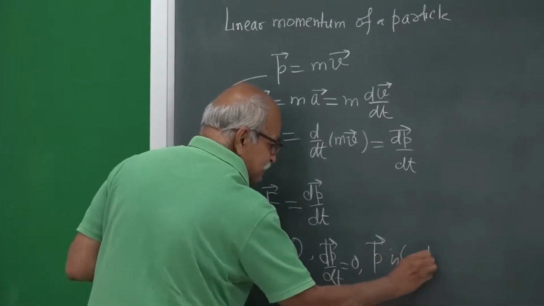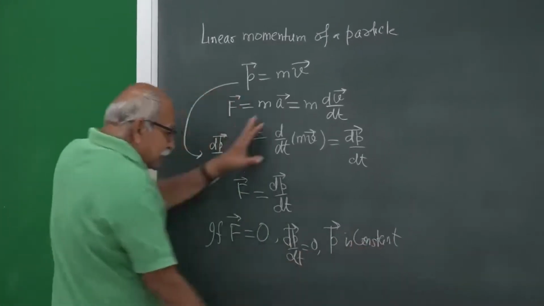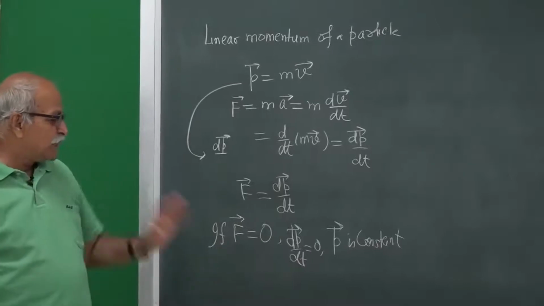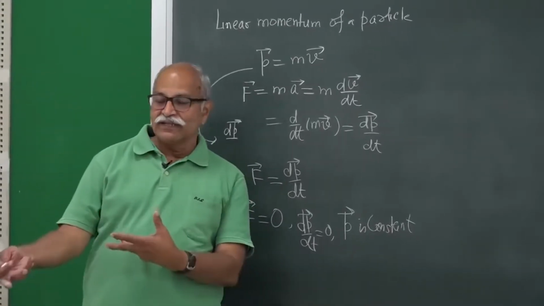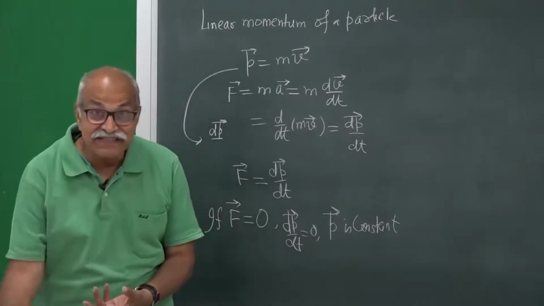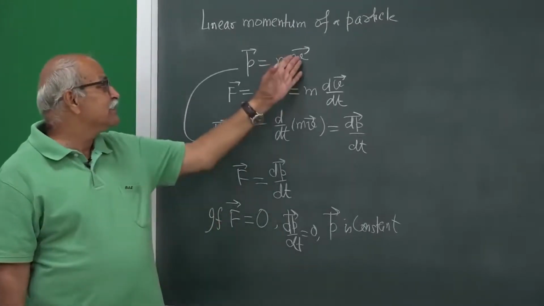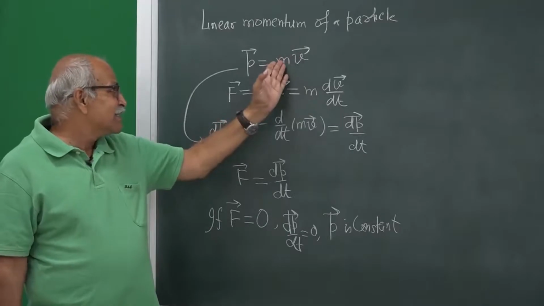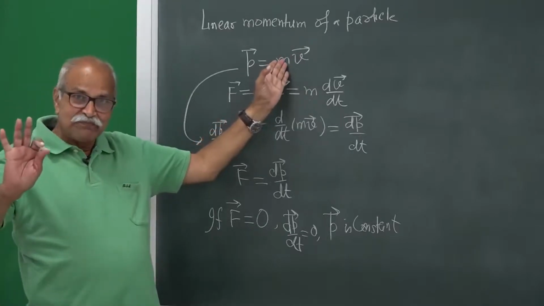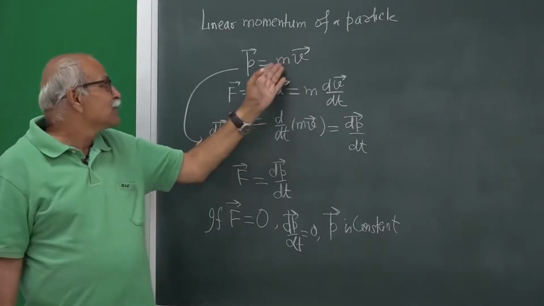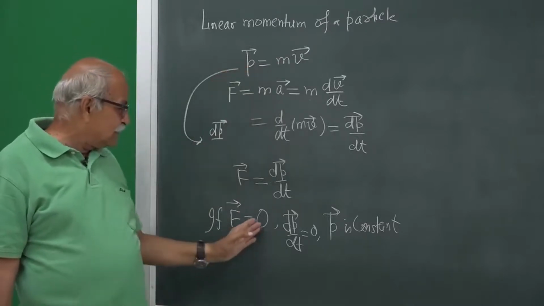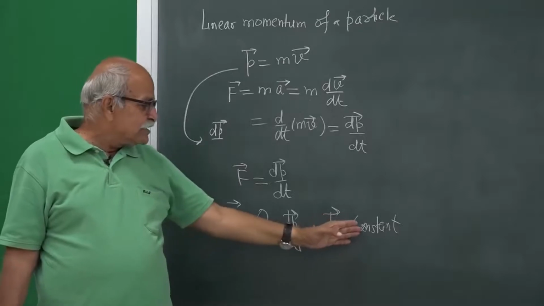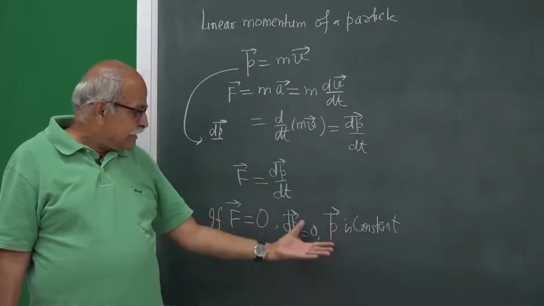Obvious, nothing to be derived mathematically. Obvious, if force is 0, there is no acceleration. If there is no acceleration, there is no change in velocity, and mass is anyway, in Newtonian mechanics, taken as constant for the particle, so no change in P. So P is constant. If the force is 0, then linear momentum is constant.